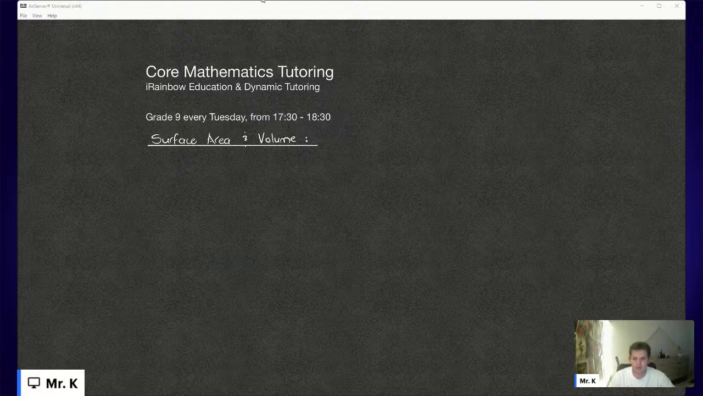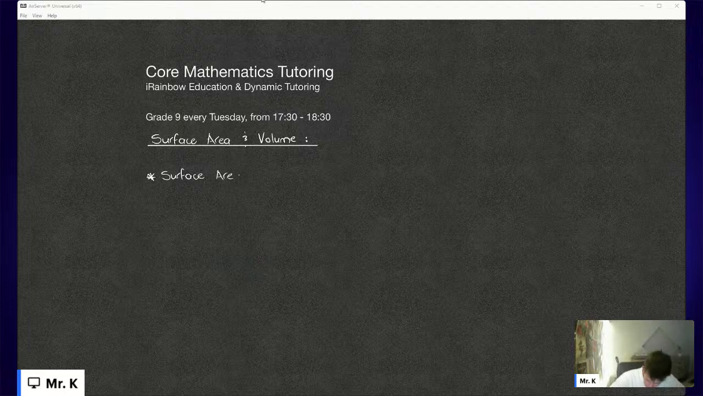There are a lot of different examples that we could go through, but let's quickly start by reminding ourselves of some of the basics. You guys should know that surface area is the total area of all the faces of a 3D shape.